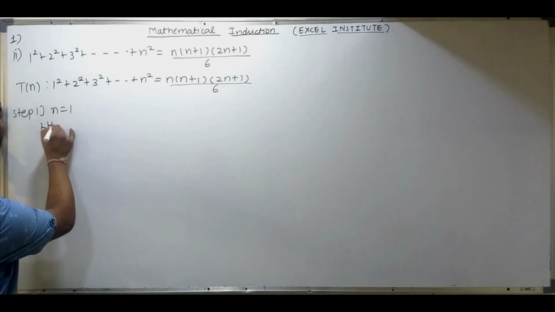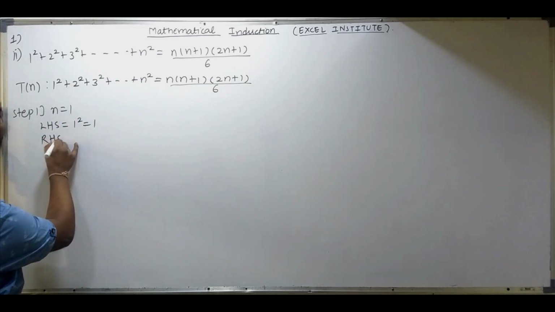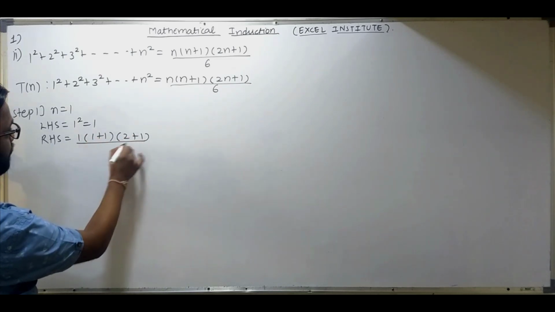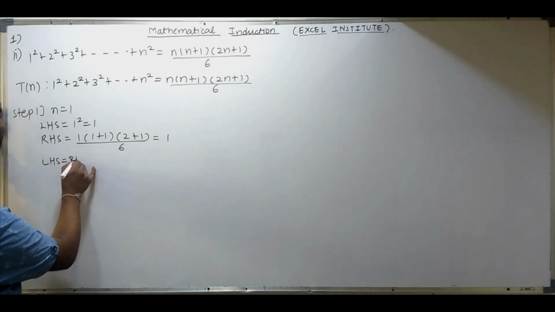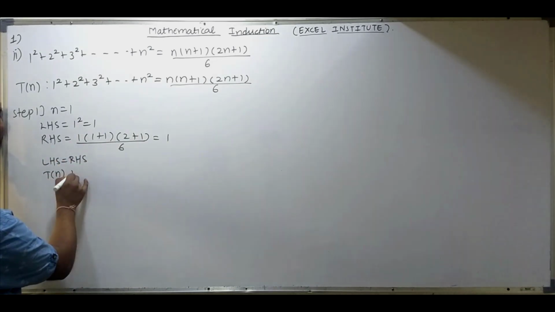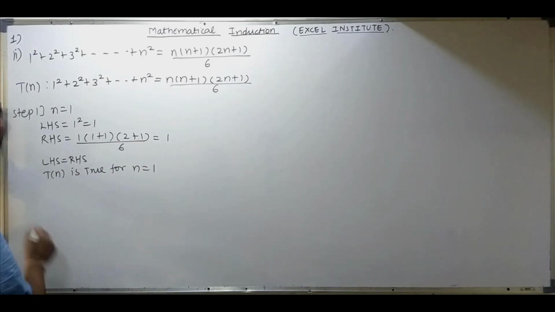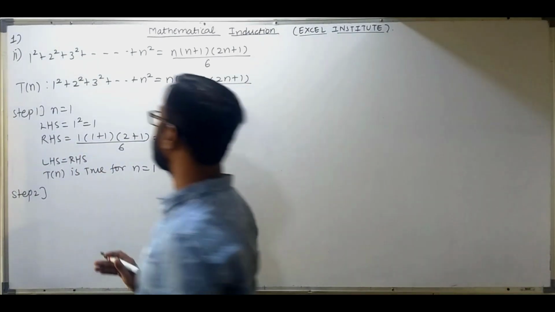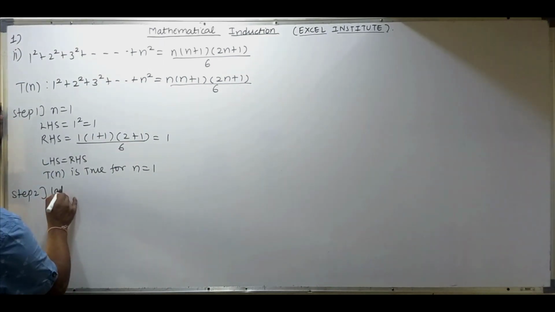So LHS is what? First term. First term is 1 square, which is 1. RHS is 1 into 1 plus 1, into 2 plus 1, by 6. So that is 1 only. So LHS equal to RHS. So T of n is true for n equal to 1. Step 2. Step 2 is always an assumption, beta.